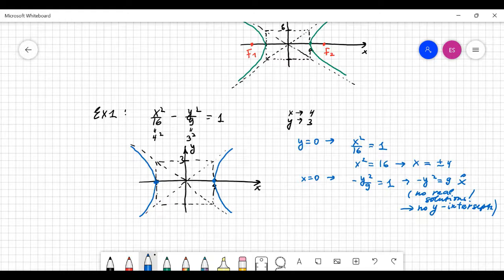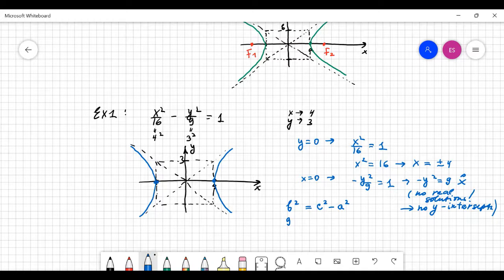Okay, not all hyperbolas are going to be what I call horizontal hyperbolas. Let's graph some other hyperbola, which is going to be vertical. But for this one, let's find a focal point. Where is the focal point going to be located? Remember that for a hyperbola, the relation between b and a and c is slightly different. b squared is equal to c squared minus a squared, right?